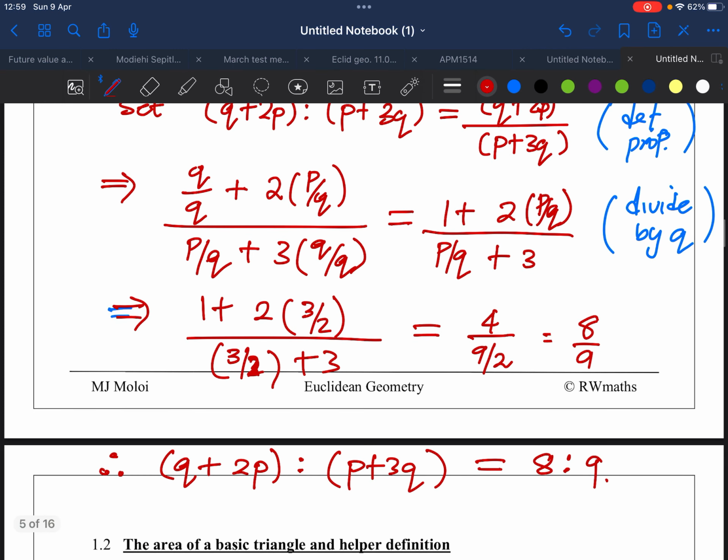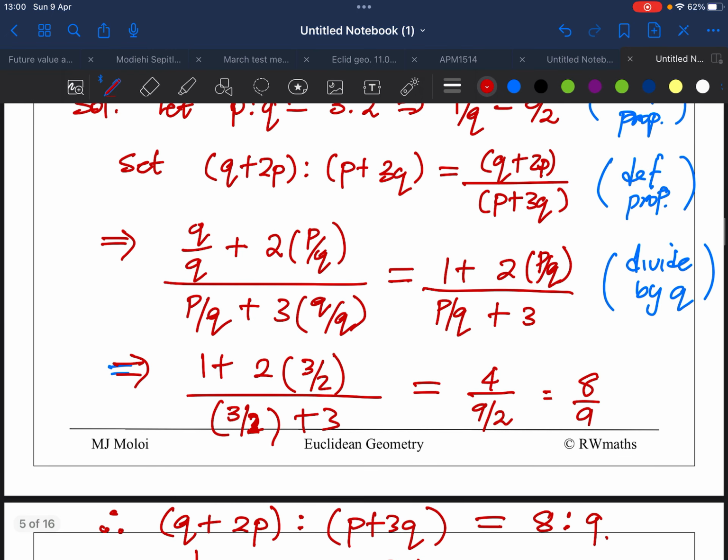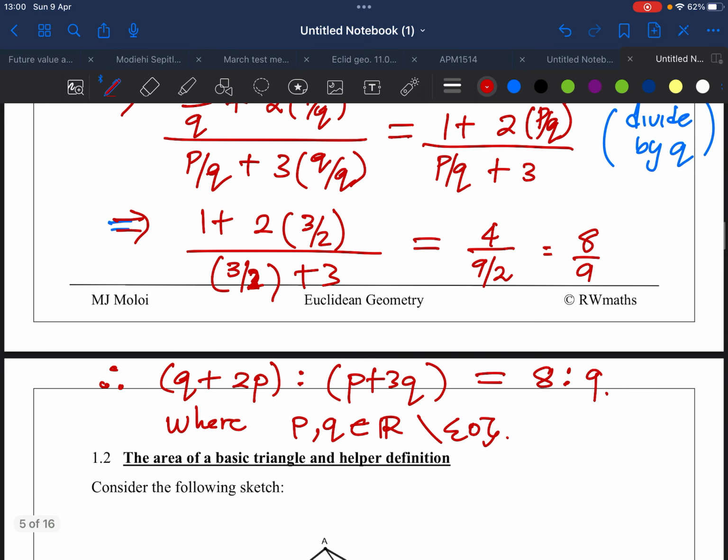So now the value of Q plus 2P is to P plus 3Q is equivalent to 8 is to 9 there. And I think we need to put a little restriction there. Let us put our restriction where P and Q are elements of all real numbers which are non-zero. There. So I hope this is clear.